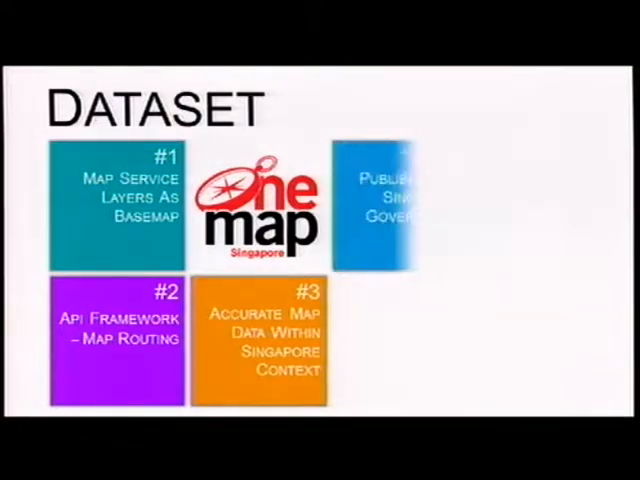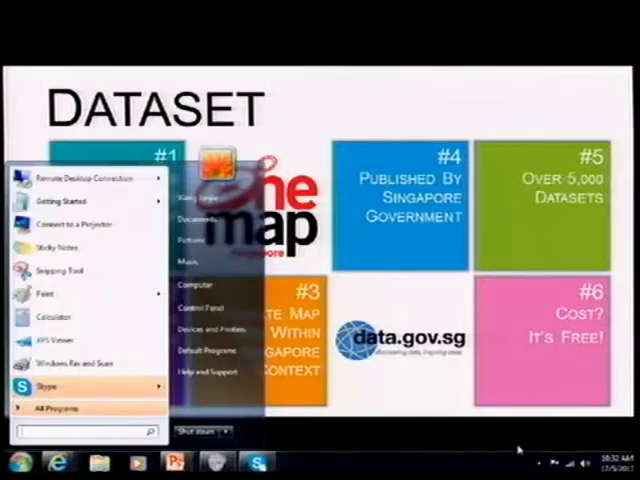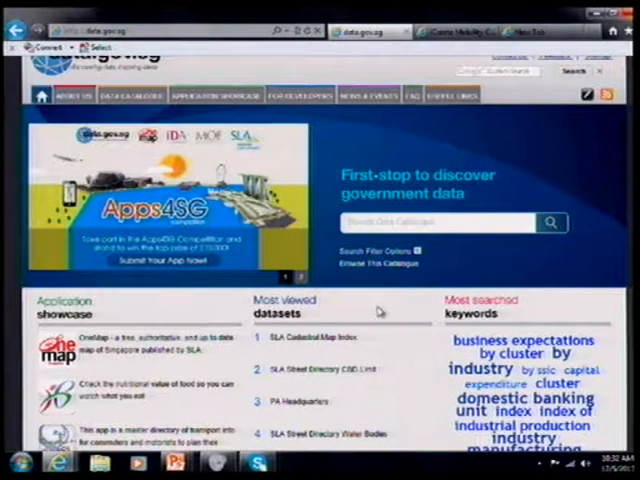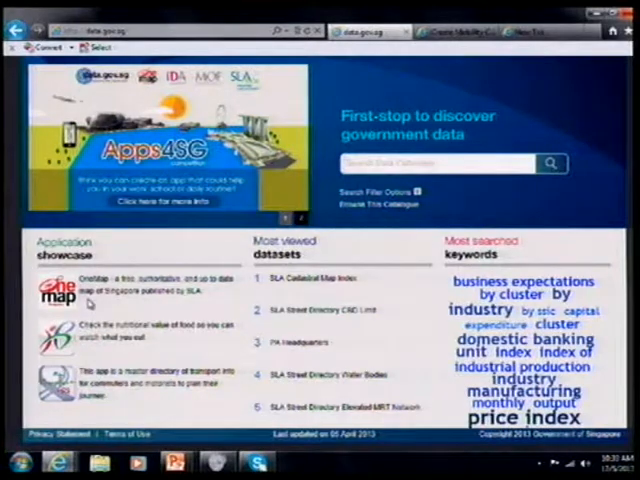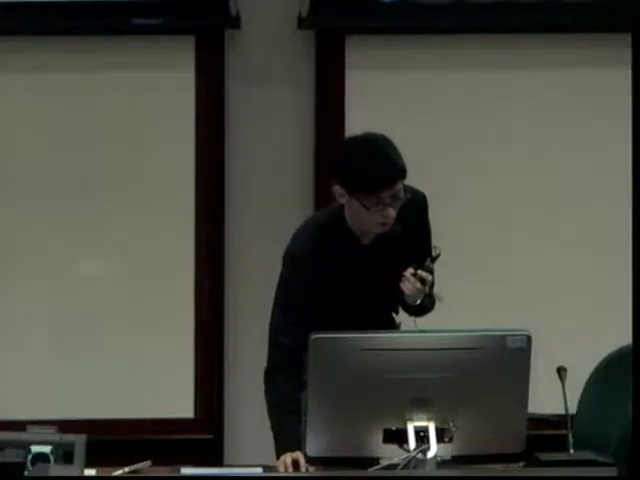Other than that, to locate all the data sets that I have used, you can move on to data.gov.sg. It's provided by the Singapore government. There are over 5,000 data sets available. Let me give an overview of what data.gov is. So this is the website. Like I mentioned, OneMap is one of the agencies that provides data sets. Say you would like to develop applications that need to use government data, you can browse a list from this data catalog.